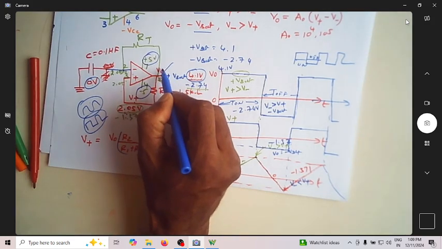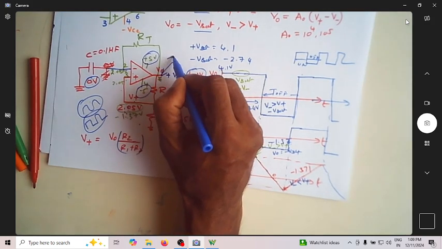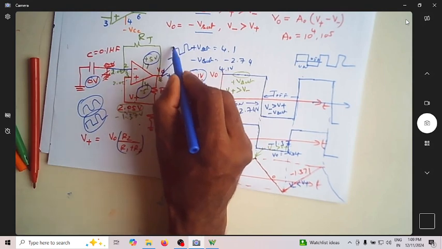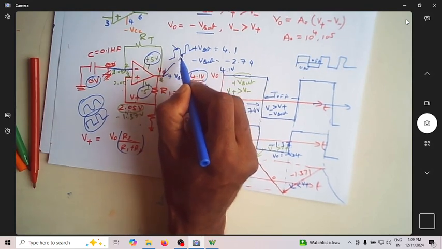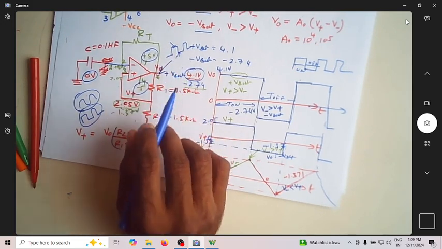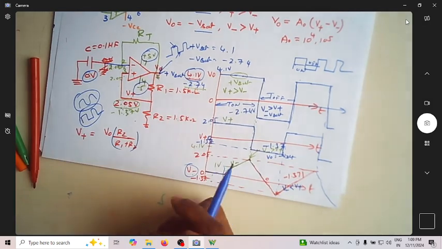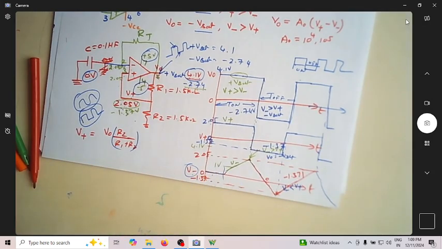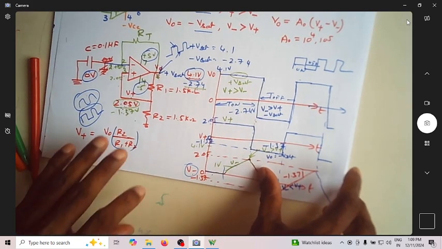Whatever signal you get here at V0, pin number 6, is a square wave of amplitude plus Vsat and minus Vsat, and it will have a certain on time and off time, which we'll find out. So let me show you how I'm doing it. I have rigged up the same circuit, so let me write the circuit again for you since that is mixed up.